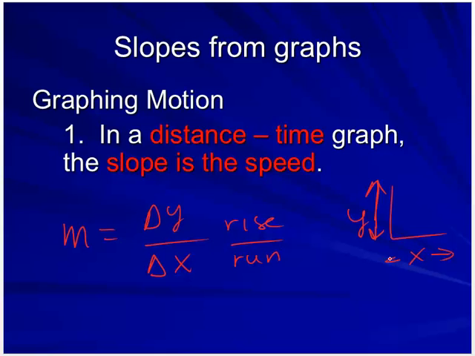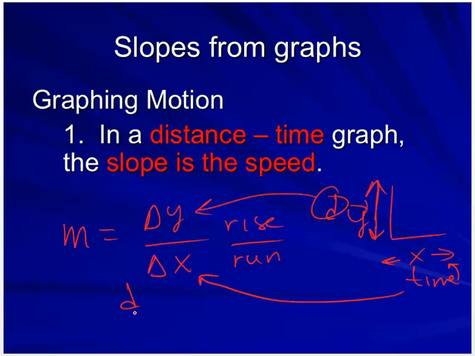Well, the x is the run. On a distance time graph, distance is the y-axis and time is on the x-axis. So distance is here, time is here, and what is distance over time? It's speed. So the slope of a distance time graph is speed.